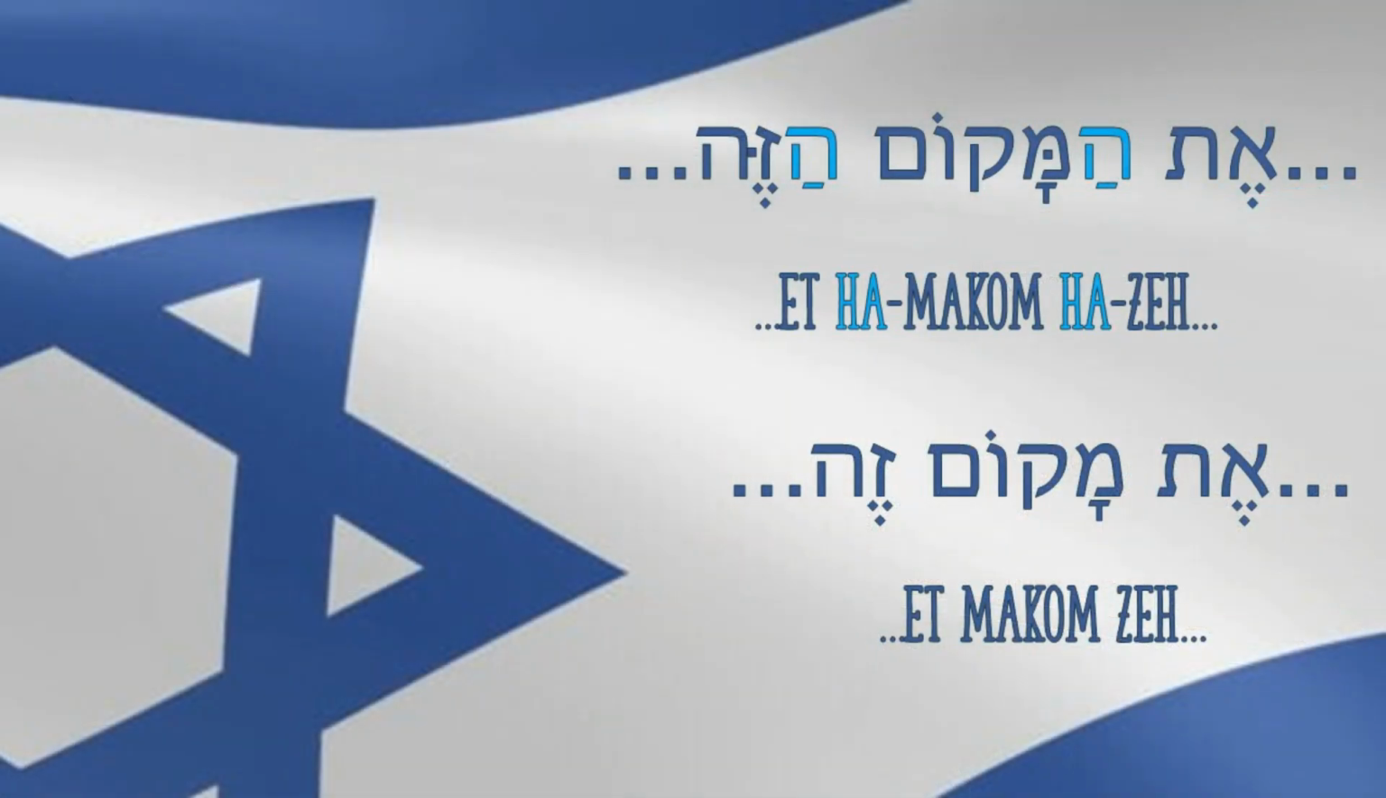In phrases like this, the hey is missing from both the noun and the word that means this or these. So, hamakom hazeh could also be said makom zeh. It would still get the et because the use of zeh makes it specific. So I'm not sure what the difference is. I think that it might just be stylistic.